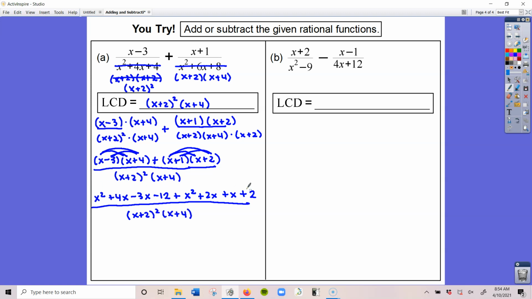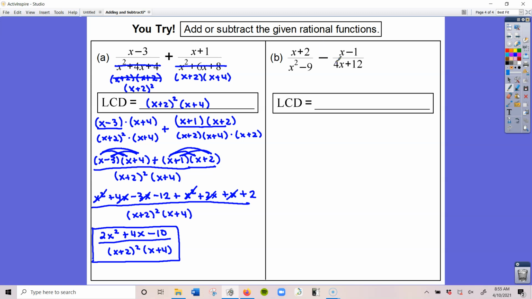Our final step is now to combine like terms for the numerator. So we have this x squared and this other x squared, which is 2x squared. Then we have 4x minus 3x, which is x, plus 2x, which is 3x, plus x, which is 4x. And finally, negative 12 plus 2 is negative 10. And everything is over x plus 2 squared times x plus 4. And this would be my final answer.